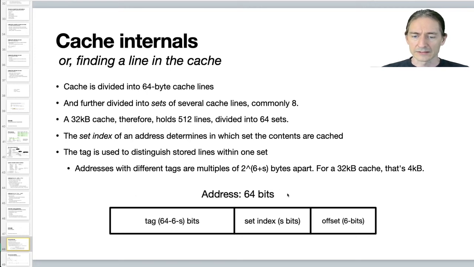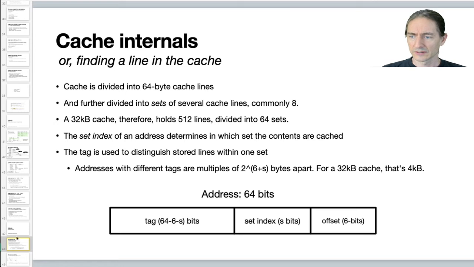Right, so as a result, any address with a different tag is separated by the combination of these two, so 6 plus 6 in this case, 12 bits, or 4096 bytes. So if you have a different tag, it'll be a multiple of 4096 bytes away.